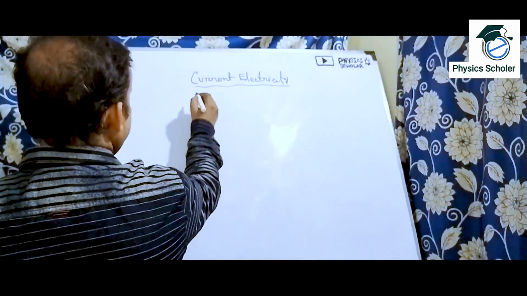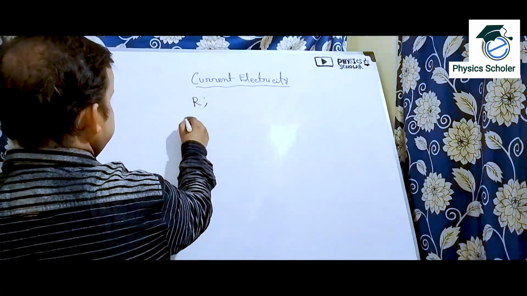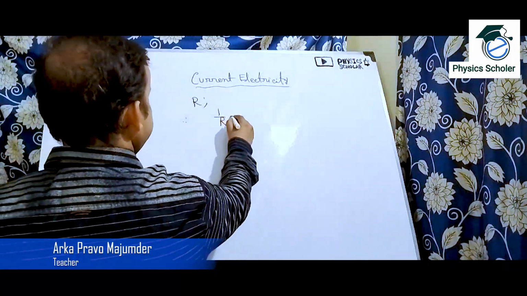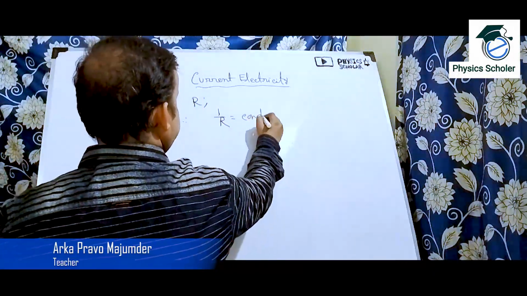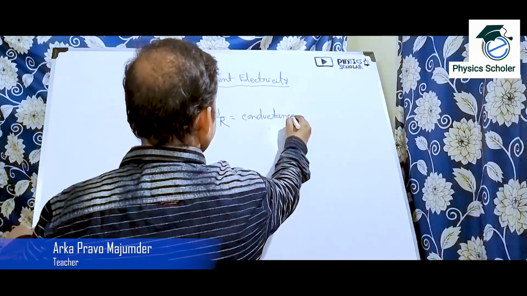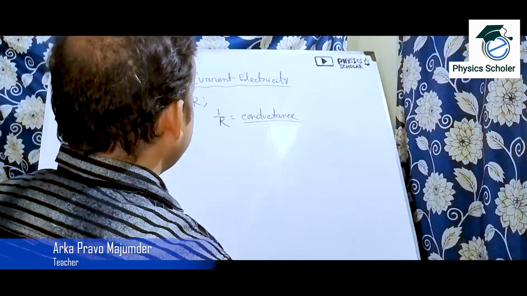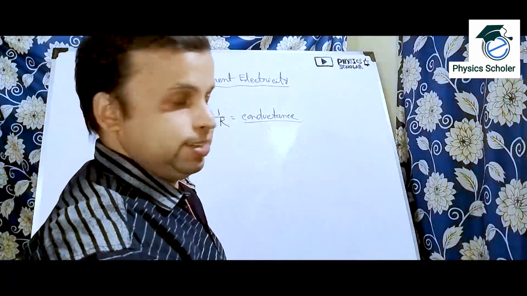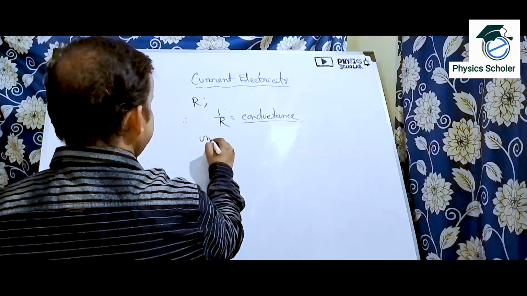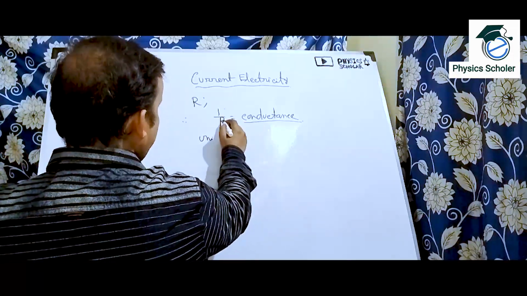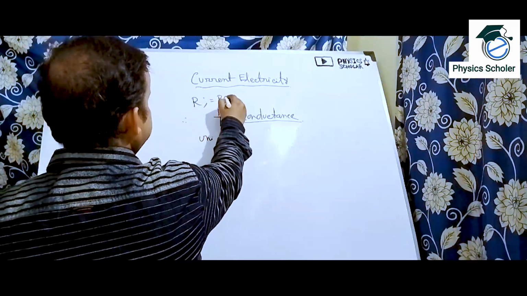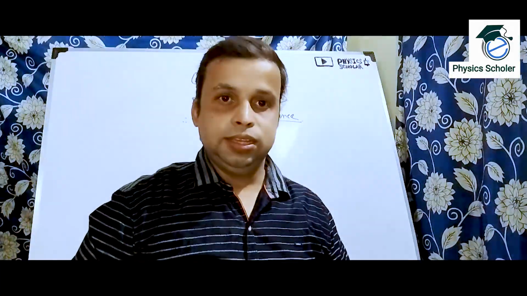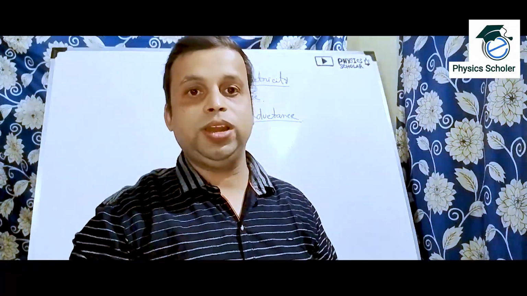So what do we know? The reciprocal of resistivity is known as conductivity. The reciprocal of the resistance of a particular conductor is known as conductance.